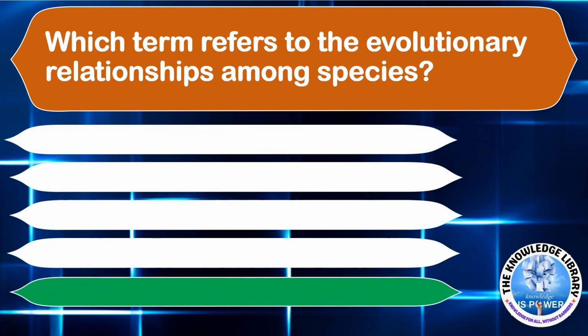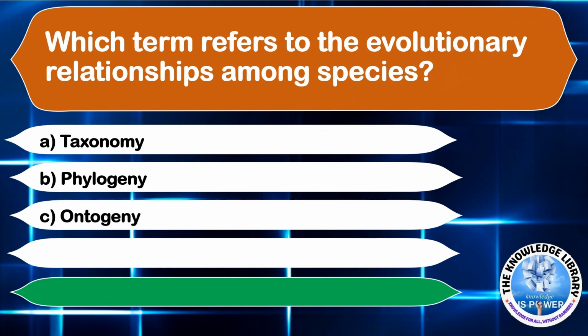Next question is, which term refers to the evolutionary relationships among species? Option A, taxonomy. Option B, phylogeny. Option C, ontogeny. Option D, morphology. Answer is option B, phylogeny.